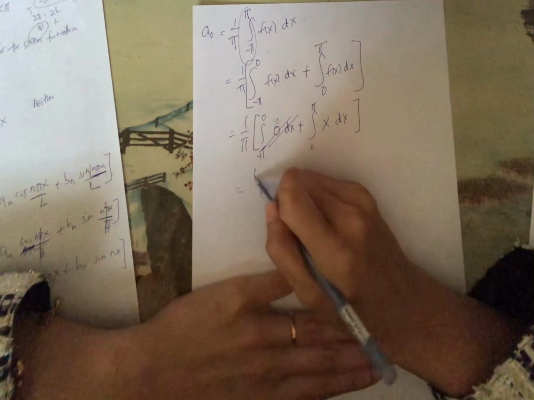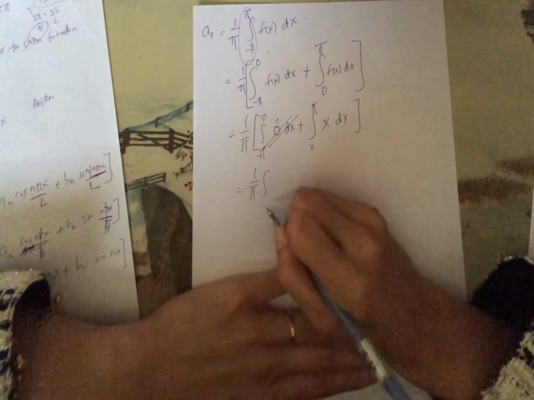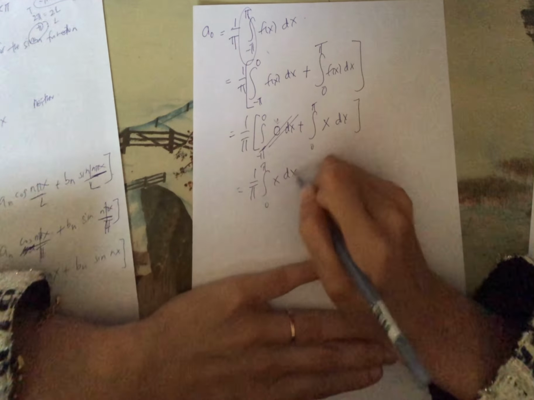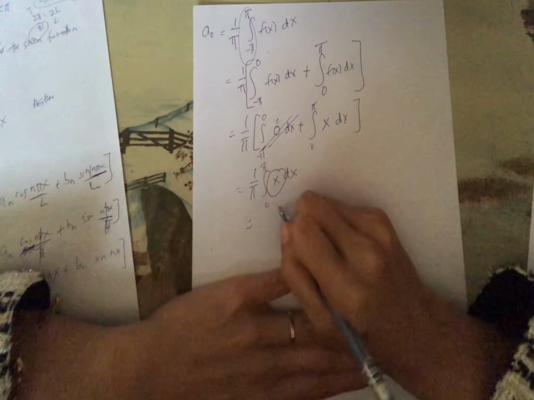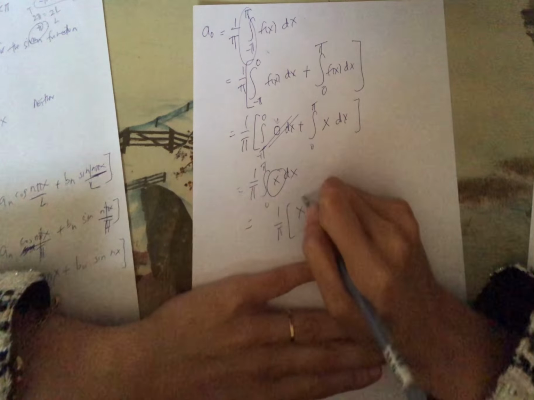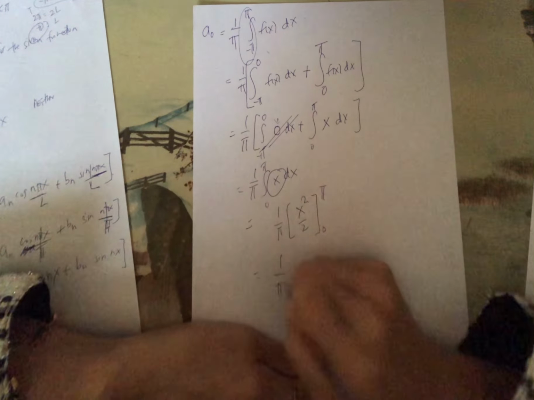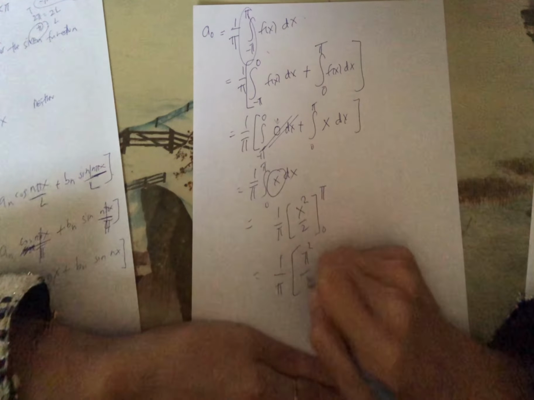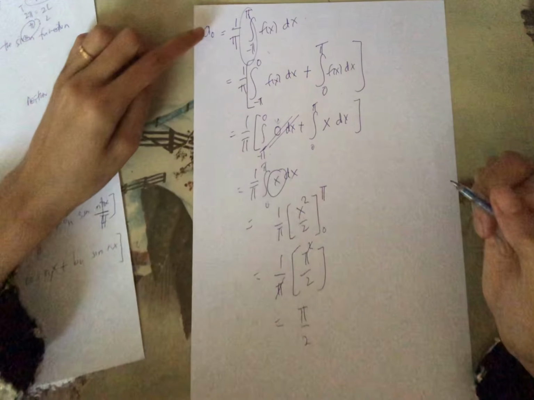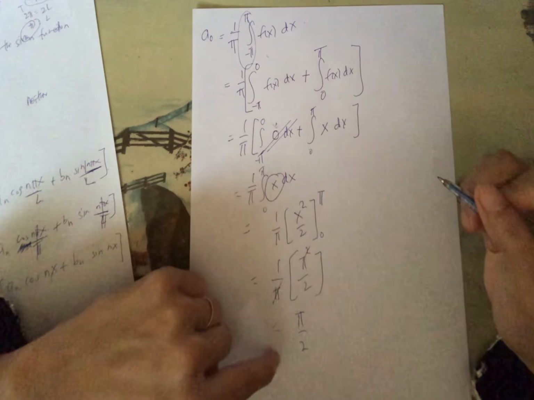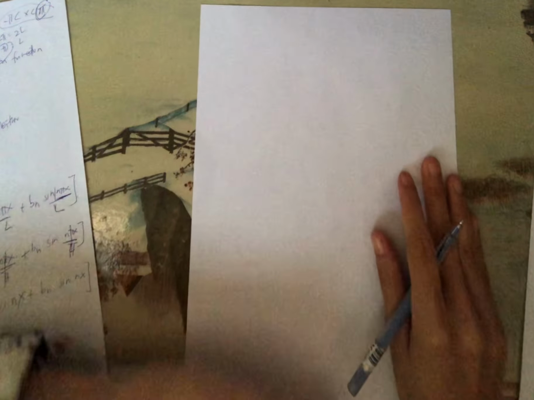So you are left with 1 over pi, integral from 0 to pi of x dx. You just integrate x, so we get x squared over 2, and then substitute the values 0 to pi. So you have 1 over pi times pi squared over 2, which gives pi over 2. Therefore your a naught is equal to pi over 2. This is your a naught. Next, what is your an?